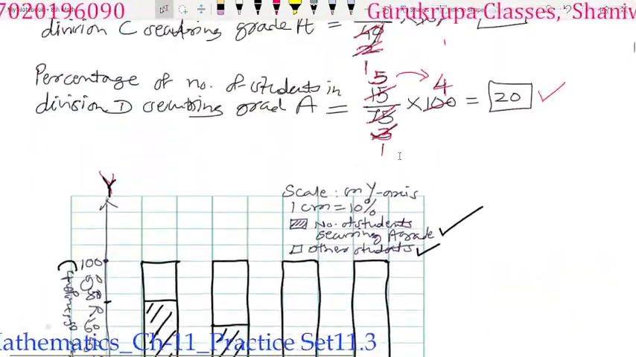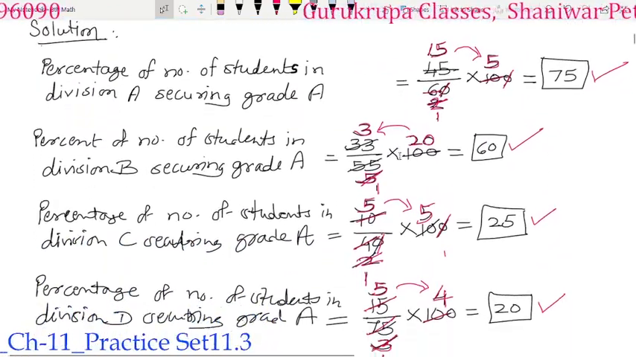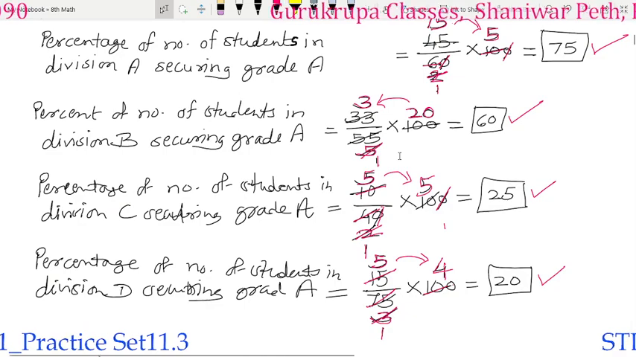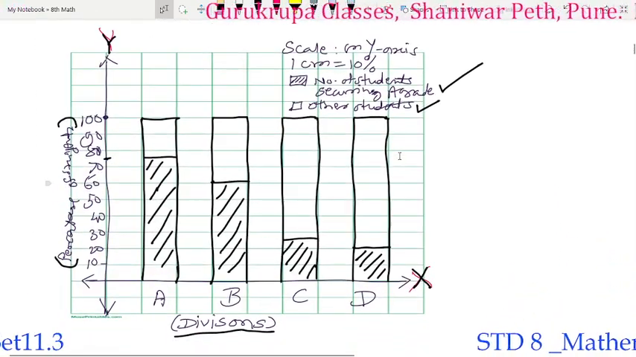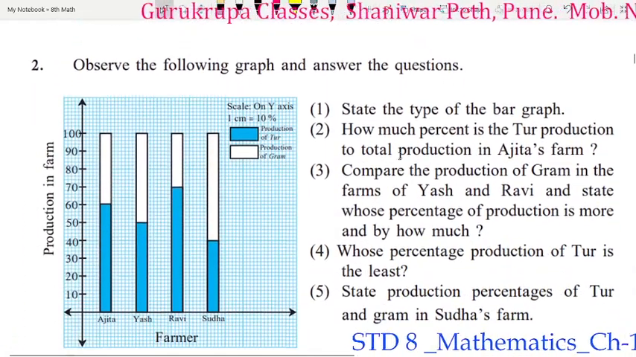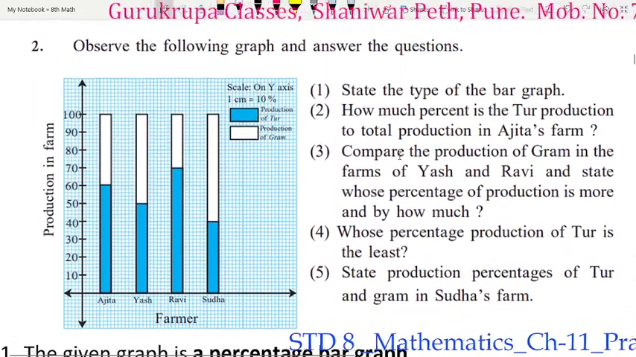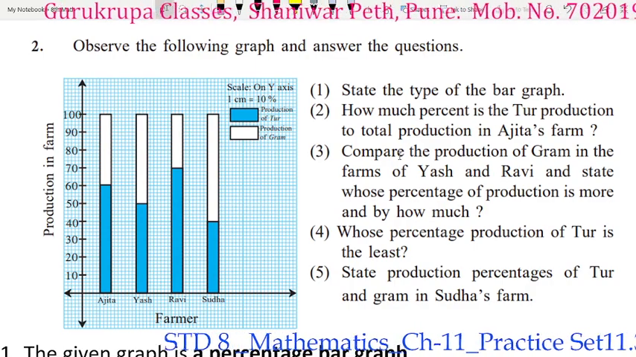Okay, so I will send you this photograph, or you just watch this video again and, taking graph paper, you should also solve this question in your graph book. Next question we are going to solve. Question number 2. Observe the following graph and answer the following questions.